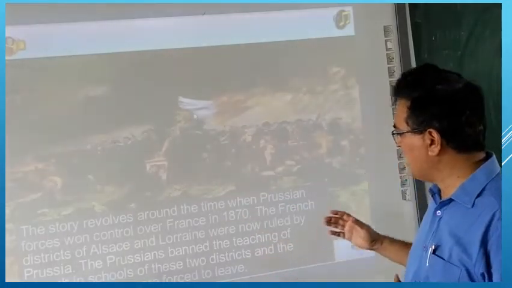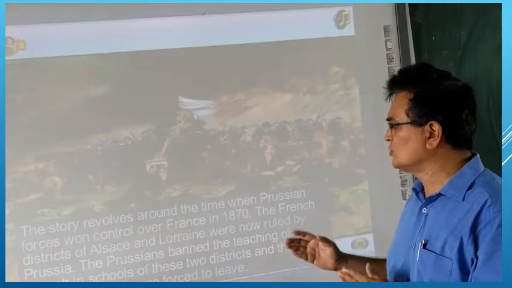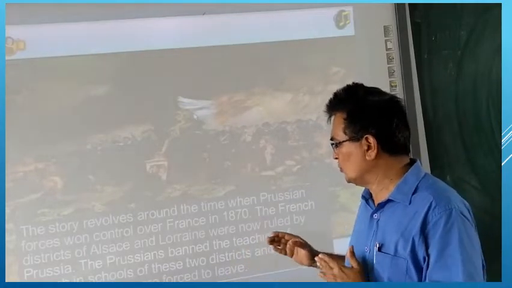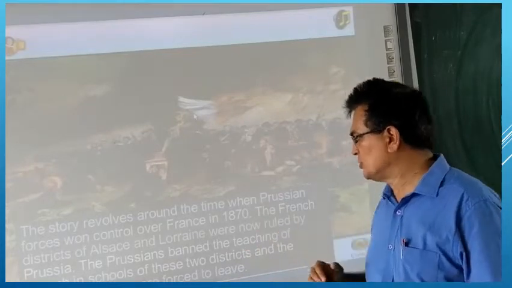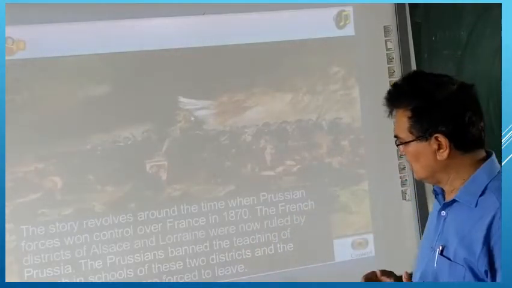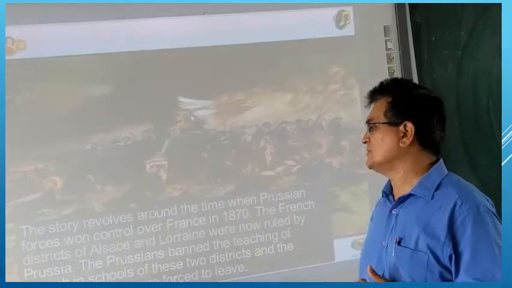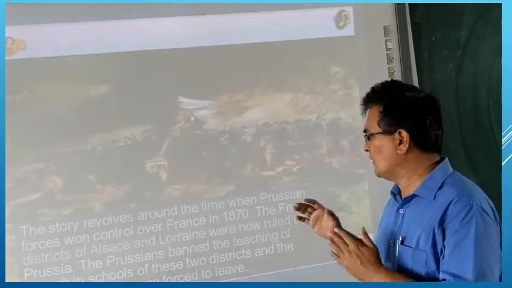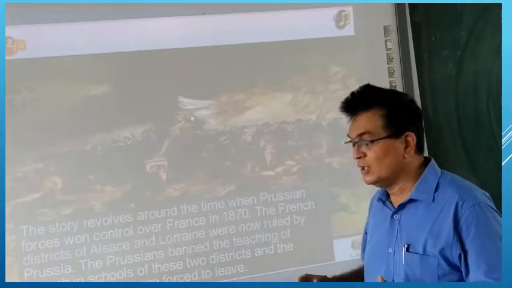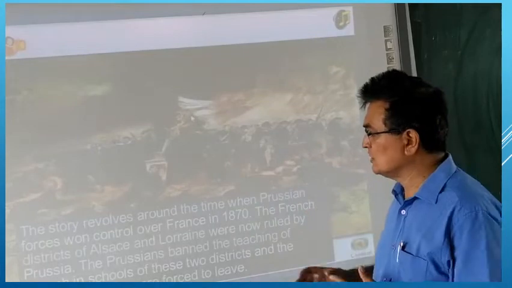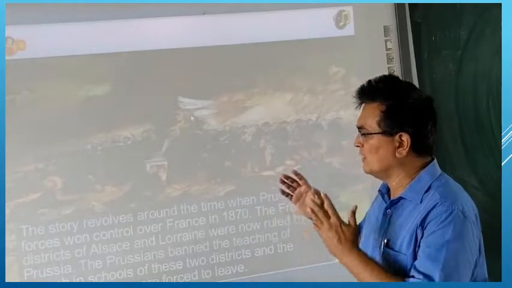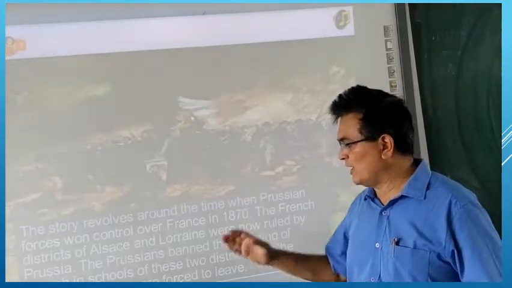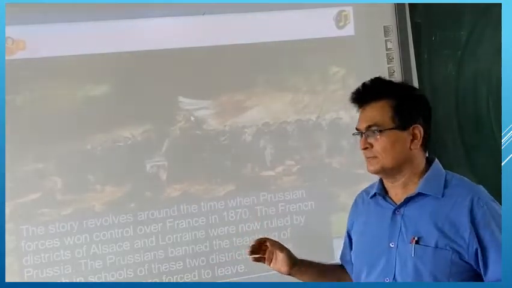The Persians banned the teaching of French in schools of these two districts and the French teachers were forced to leave. The Persians came out with an order that the language French would not be taught in the schools of Alsace and Lorraine. German would be introduced for French-speaking people of Alsace and Lorraine, and all the French teachers were asked to leave.